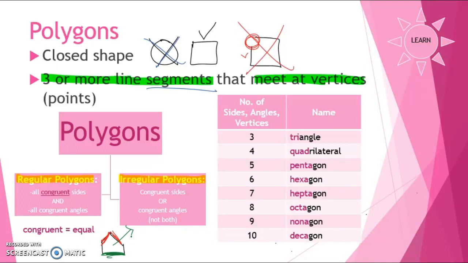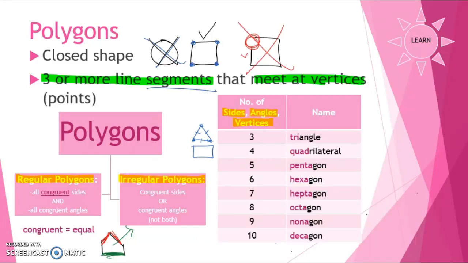See the difference? Okay, now let's take a look over here at the chart. We have the number of sides, angles, and vertices. Sides, angles, vertices. And remember, vertices are the points at which the line segments meet. A triangle has 3 sides, 1, 2, 3, and 3 vertices. A quadrilateral has 4 sides and 4 vertices.